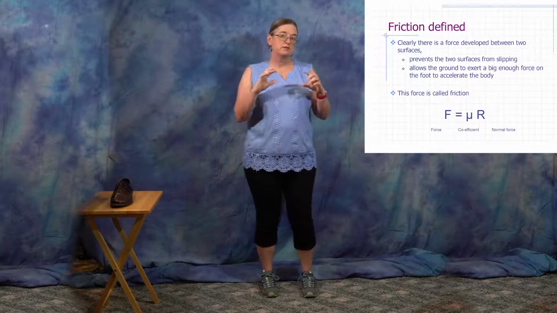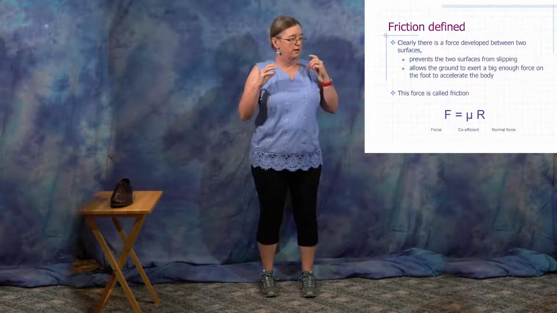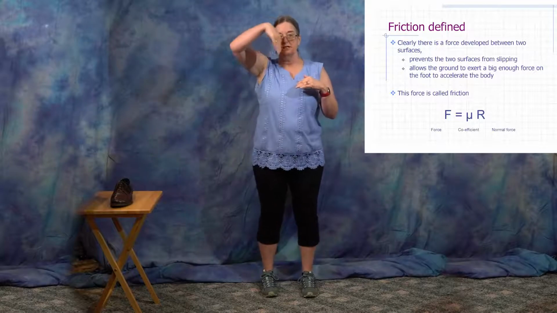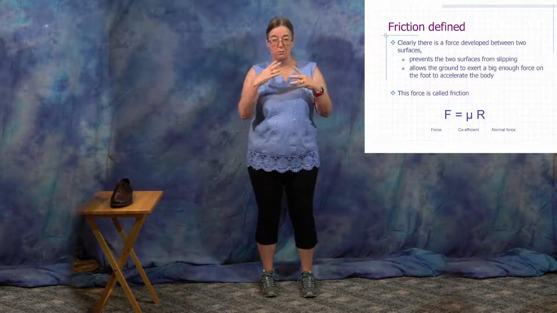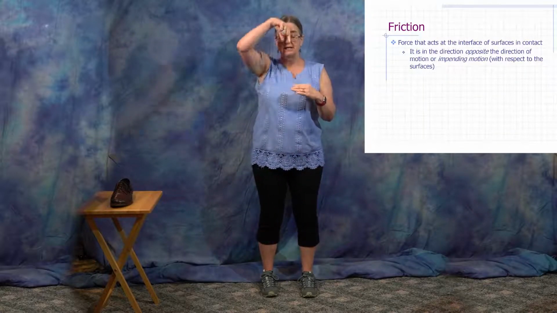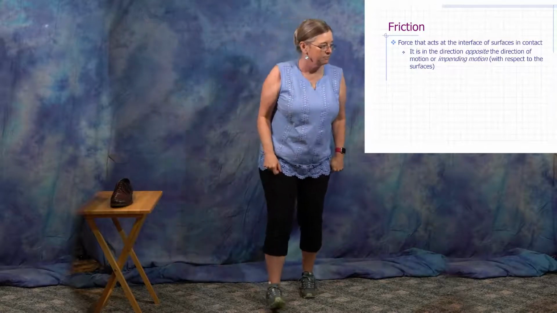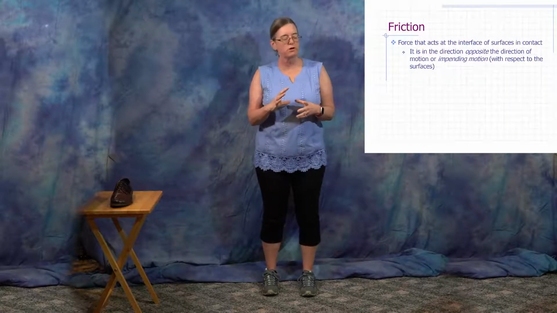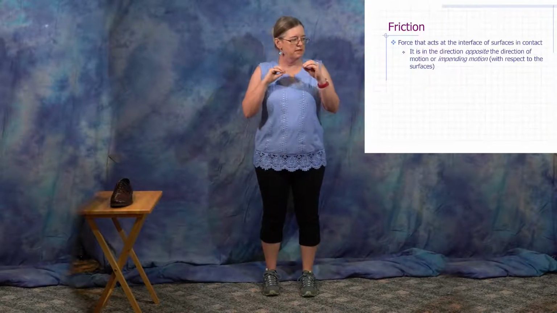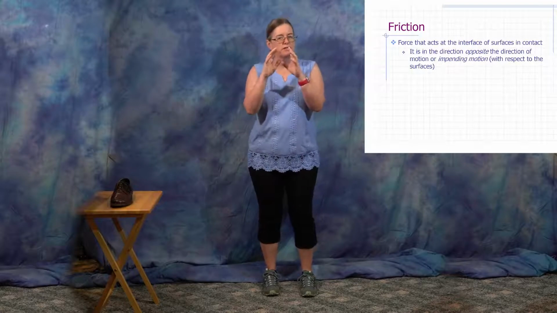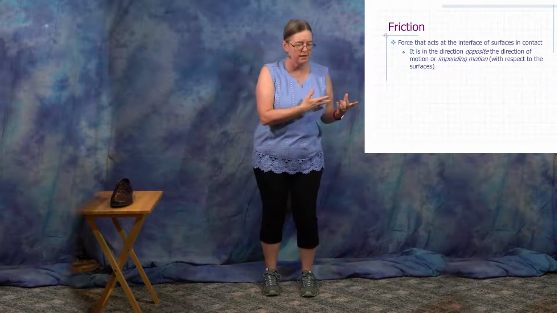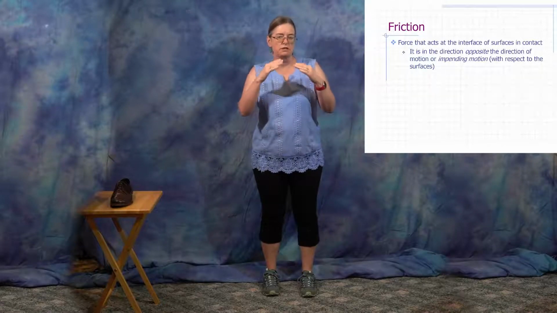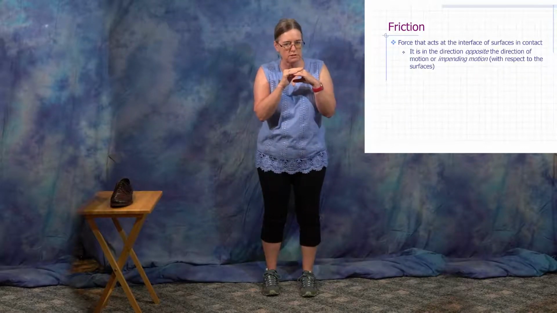It equals something called the coefficient of friction times the normal force. Normal force is 90-degree force, perpendicular force. Normal is another word for that. So it is the force that is perpendicular to the ground. What about this force? This force, frictional force, is always acting in the direction opposite from motion or impending motion. That is not motion or impending motion of the whole body. It's motion or impending motion between the two surfaces.